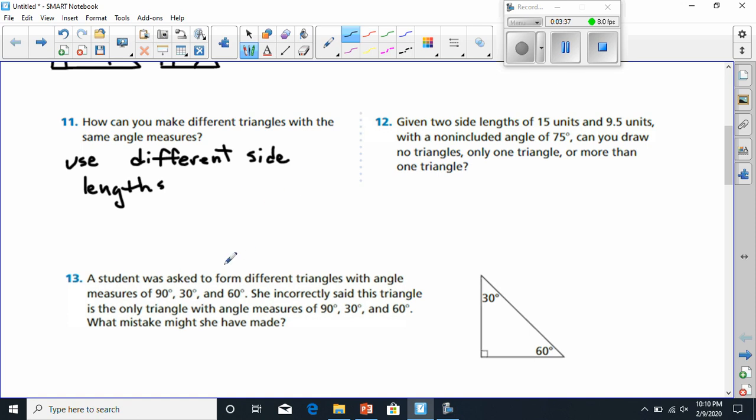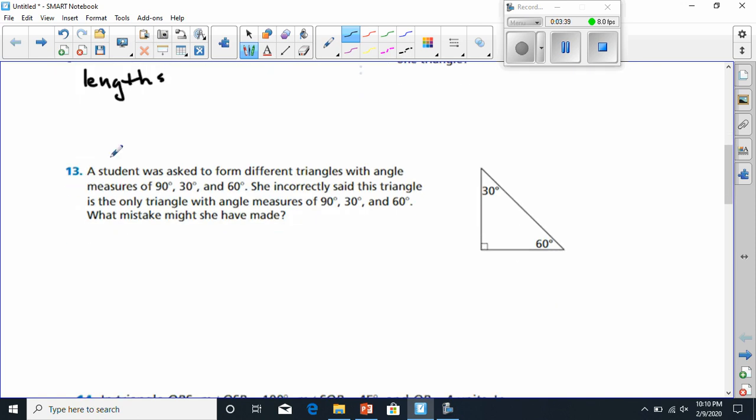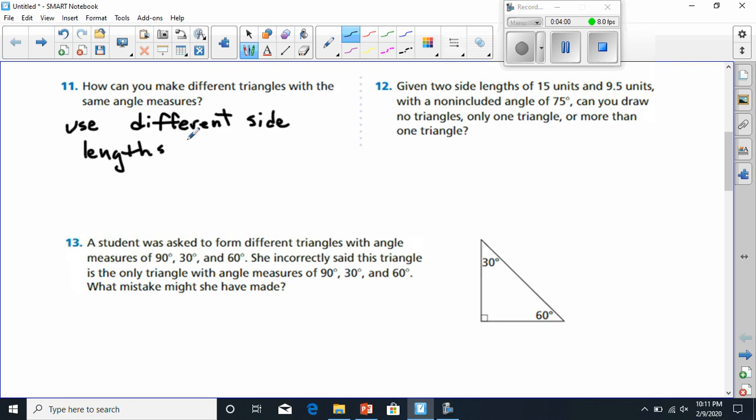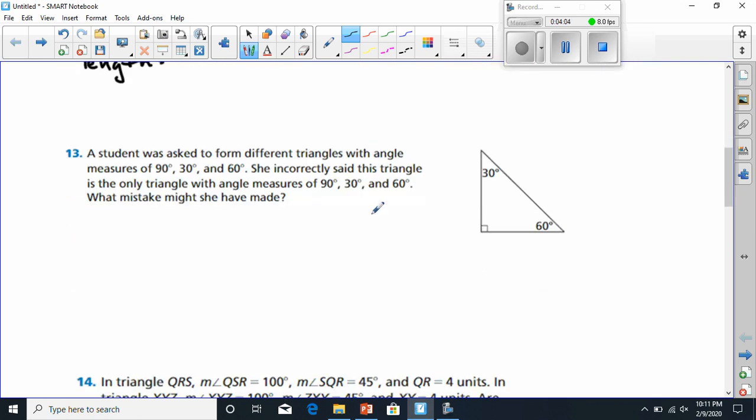And let's see, number 13 now says, a student was asked to form different triangles with the angle measures 90, 30, and 60. She incorrectly said, this triangle is the only triangle with the angle measures 60, 30, and 90. What mistake could she have made? Well, it sounds pretty redundant. It sounds like she made the same mistake that I talked about in number 11.